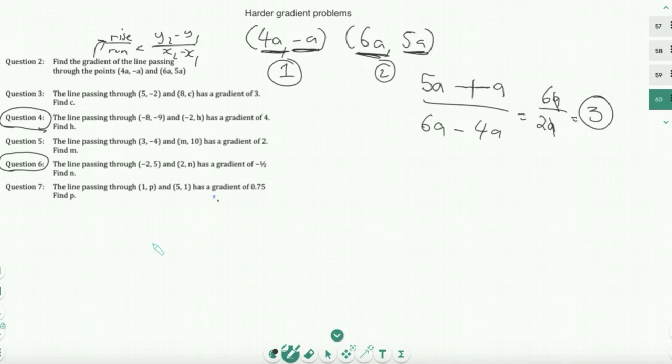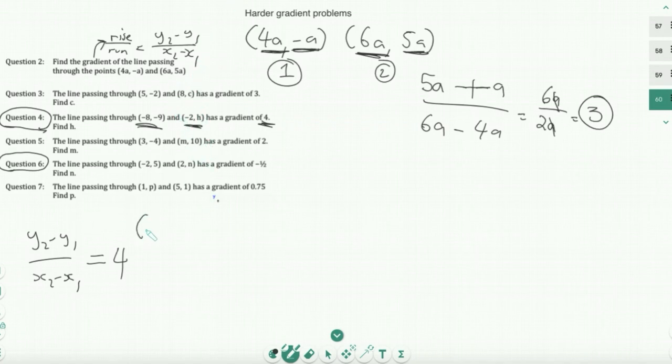The line passing through negative 8, negative 9, and negative 2, h has a gradient of 4. Find h. All right, so I have one full coordinate. I'm trying to find this other coordinate. And we know the gradient is 4. So we're given the gradient. So I'm going to straight away write down our y2 minus y1 over x2 minus x1. And in this problem, we know this gradient is equal to 4, because it says the gradient is 4. And let's go ahead and fill this out.